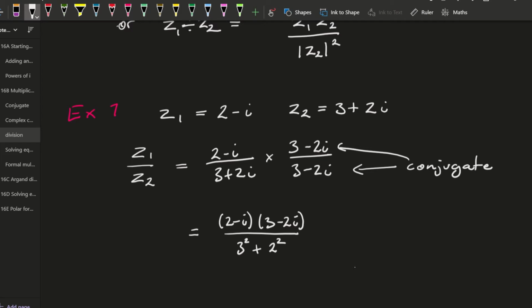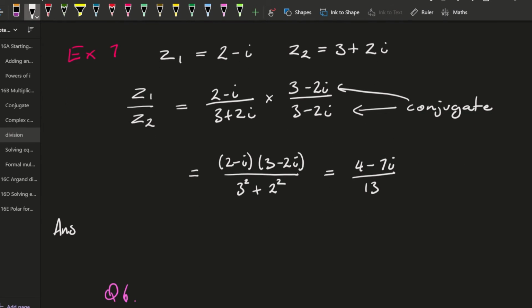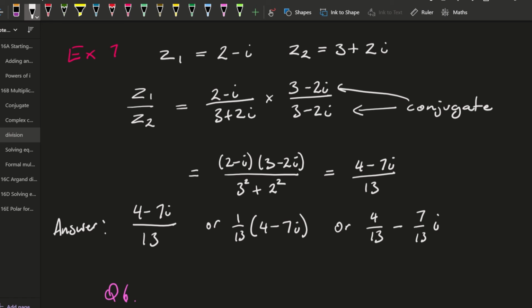And if you expand out the top there, hopefully you've been practicing your multiplication, you'll know that that is 4 minus 7i. And 3 squared plus 2 squared, 9 plus 4, is equal to 13. So you could write this answer out in 3 ways. We've got the initial answer there, but you could just take the denominator out the front, or you could write it out as a complex number with a real number and a real number multiplied by i. As we get through the unit, you'll see where the pros and cons of using any of those methods are.